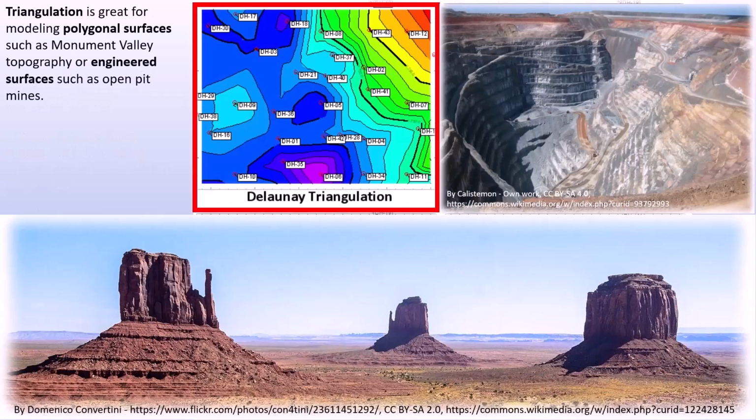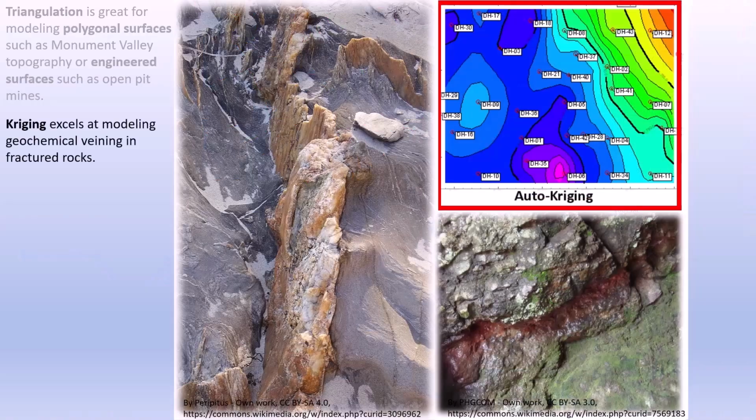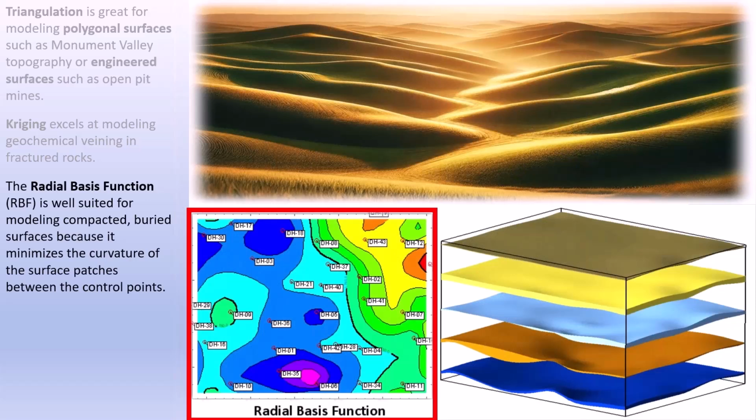Triangulation is great for modeling polygonal surfaces such as Monument Valley topography or engineered surfaces such as open-pit mines. Kriging excels at modeling geochemical veining and fractured rocks. The radial basis function, or RBF, is well suited for modeling compacted buried surfaces because it minimizes the curvature of the surface patches between control points.